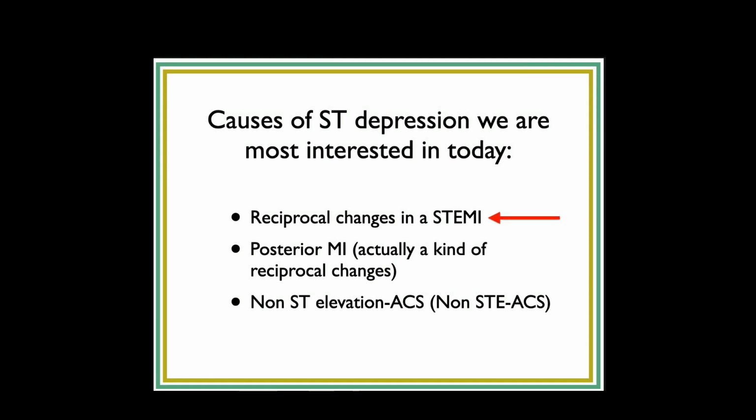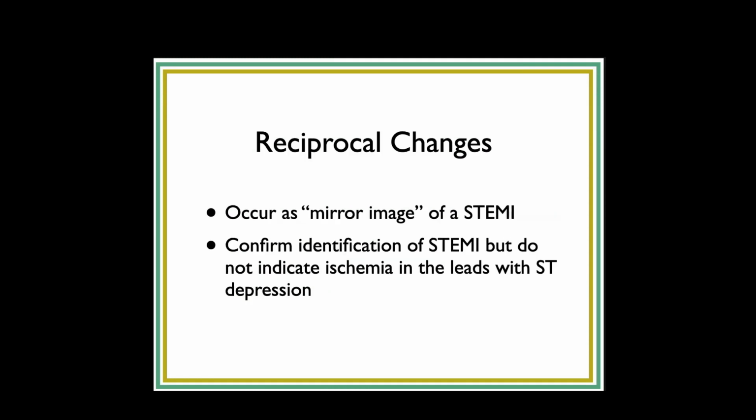But we're going to go into it in a little more depth. As we're all aware, reciprocal changes are a mirror image, although mirror image doesn't quite say it. It's a flipped over, upside down mirror image of a STEMI. When we see reciprocal changes, say in 1 and AVL, which are related to the inferior STEMI, it doesn't say that there's a problem in 1 and AVL. It's a reflection of what's happening in the inferior leads.